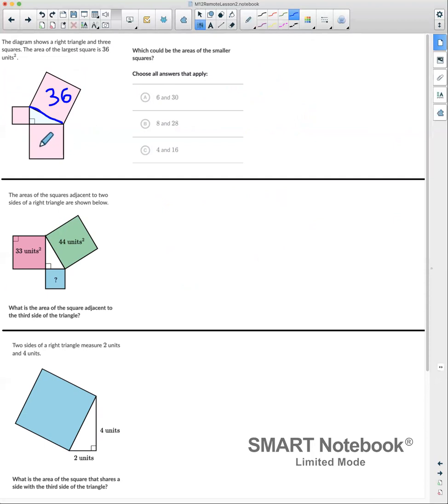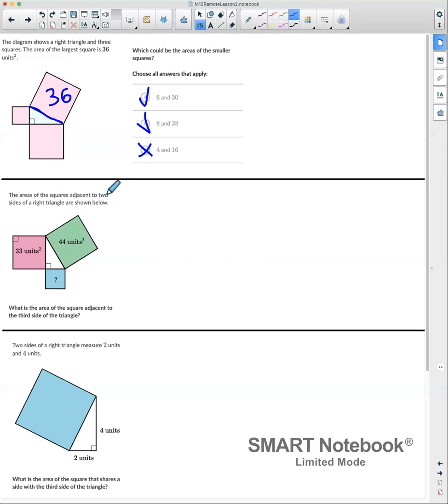So for the other squares, the two smaller ones should add up to the larger one. In this case, 6 plus 30 is 36. Good. 8 plus 28 is 36. Good. 4 plus 16 is 20, so that's not good. Okay.